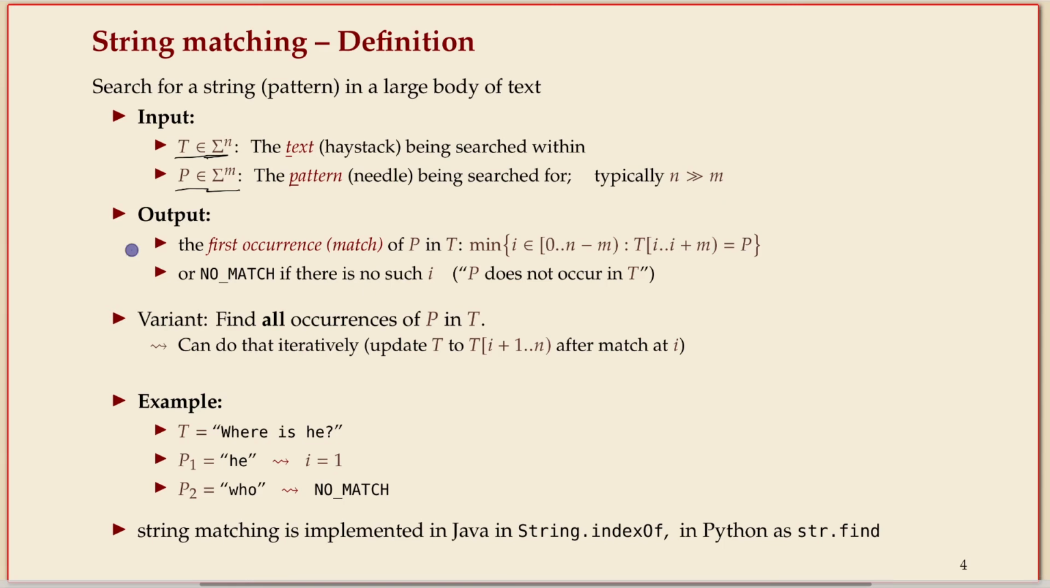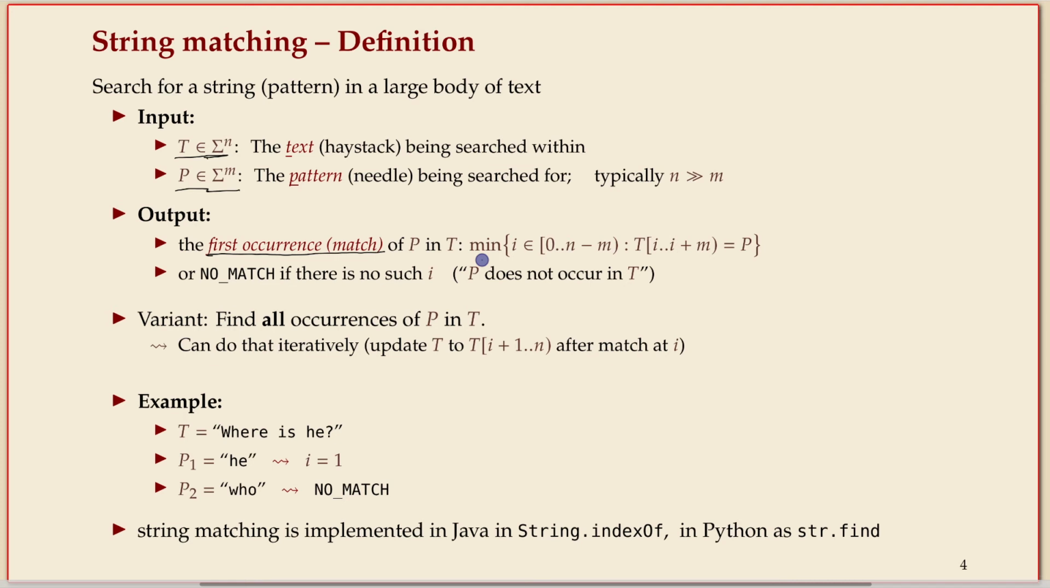And so for the output, there are different variations. And I want to stress here that we find the first occurrence only for this point. So we try to find the smallest position i, so that if I take the substring of t starting at position i, I find the pattern. And I take the smallest such i, so it's the leftmost occurrence, the first occurrence of this pattern in the text.